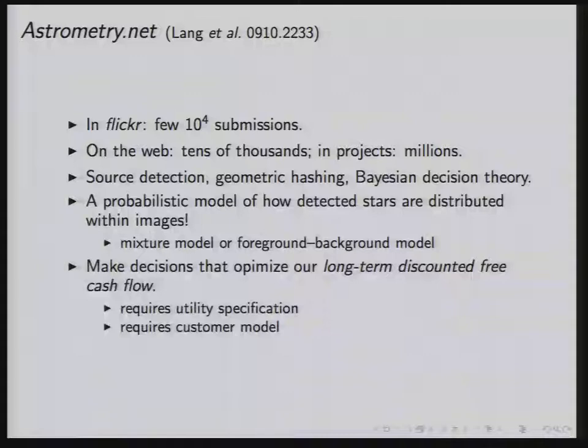We have customers who are astronomers bringing us images. We're trying to deliver to them correct metadata. And because we're promising that the metadata we're producing is correct, our utility is very skewed. Giving people back a false positive is very, very bad for our business. So that's one of the reasons we went to thinking about this in terms of utility, because we wanted to understand our customers. Yes? What is long-term discounted free cash flow?